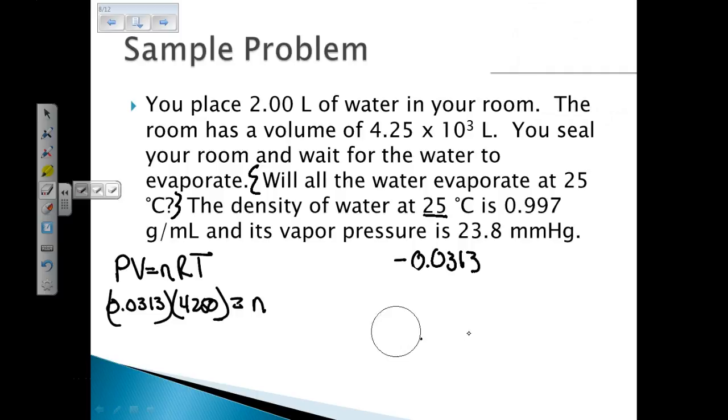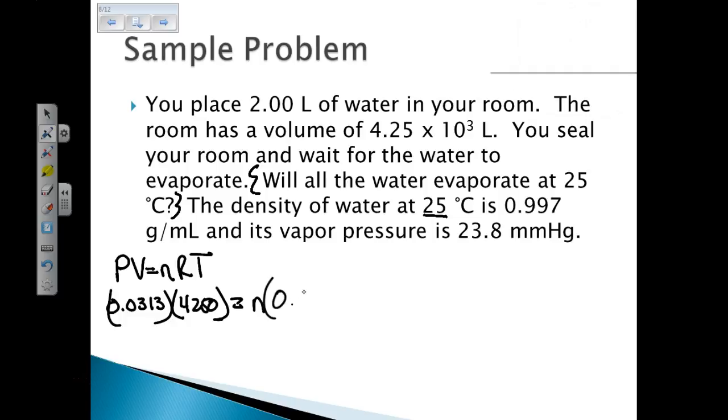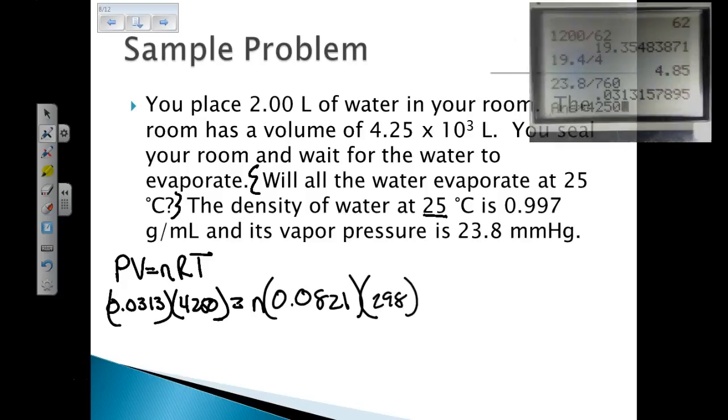Okay, now I can erase the rest of this just to get room. And then R is 0.0821. And then temperature is 298. Okay, so I think it's best if we just carry that number through. We don't have to do anything other than just multiply it.